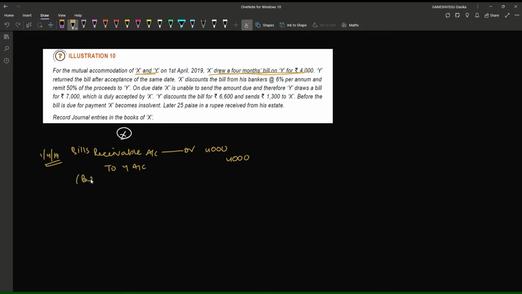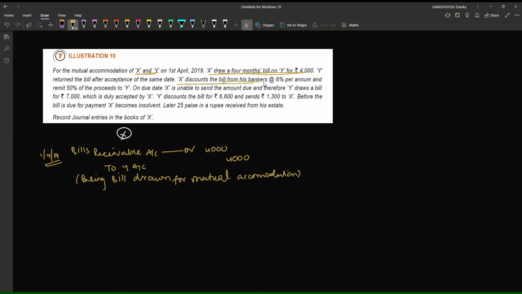Being bill drawn, and for mutual accommodation we are going to write. This is what the narration is. So bills receivable account debit to Y account for 4000 rupees, and Y returned the bill accepted on the same date only.